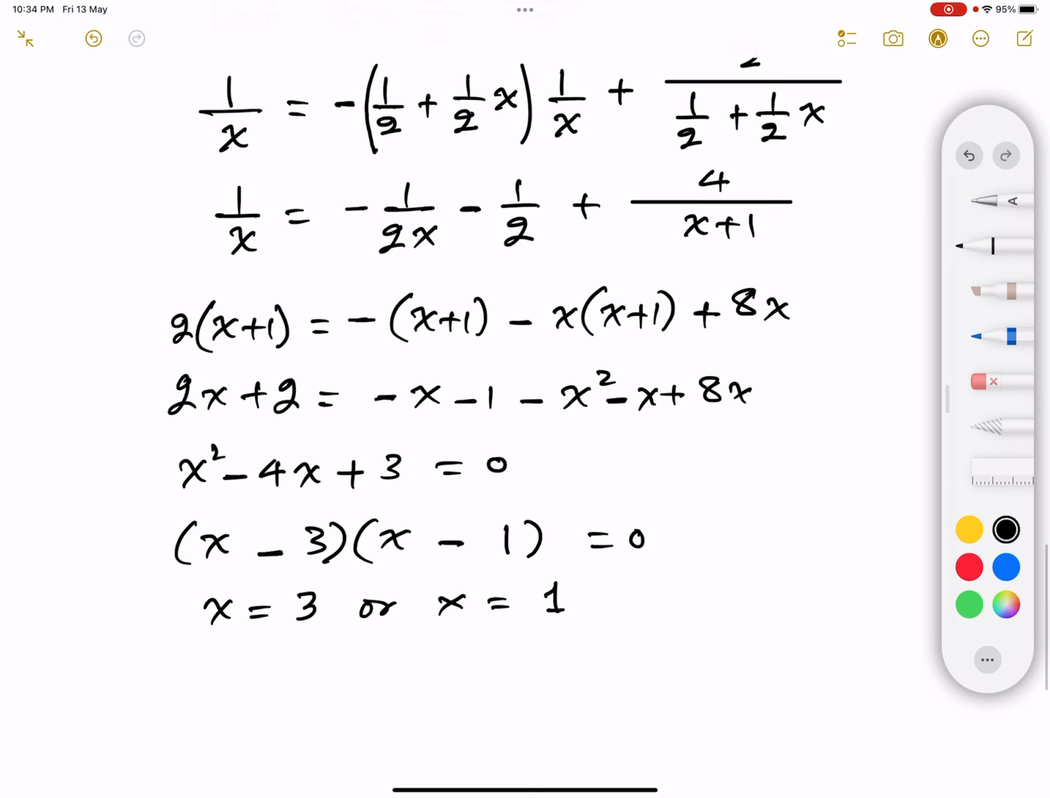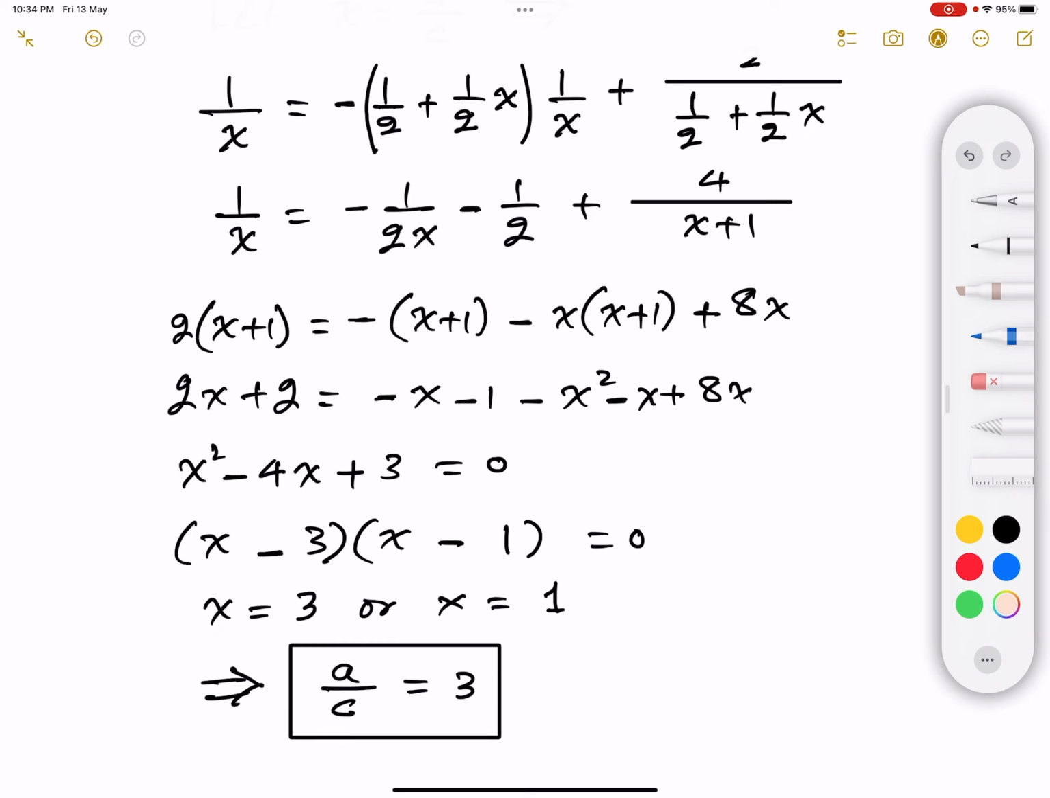But since A, B, and C are distinct, remember that x is A over C, and A and C are distinct from each other, so they can't be 1. So we're going to ignore the 1. Why? Because A, B, and C are distinct. So we're going to be left with x equals 3. So that tells us that A over C is equal to 3. And that is the answer to this problem.